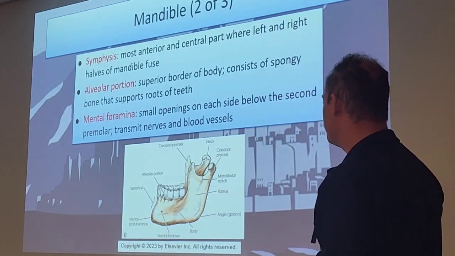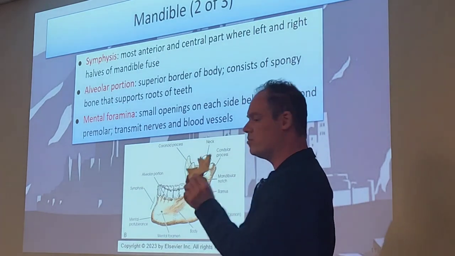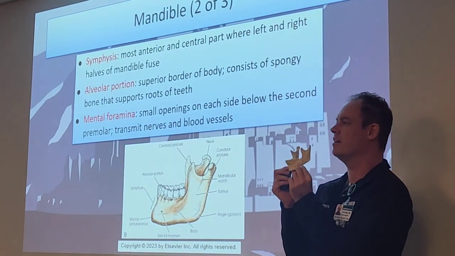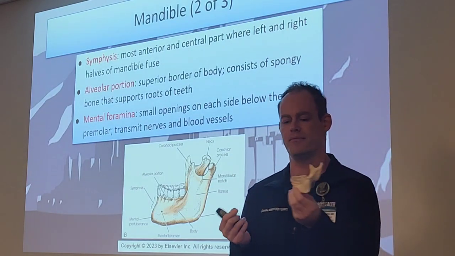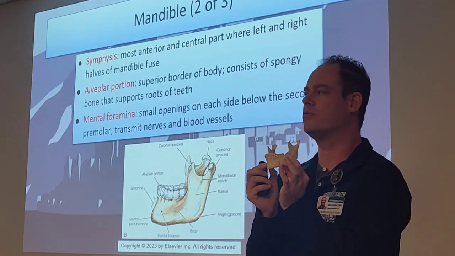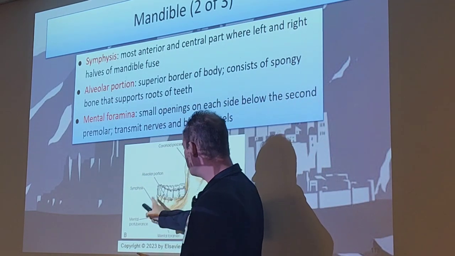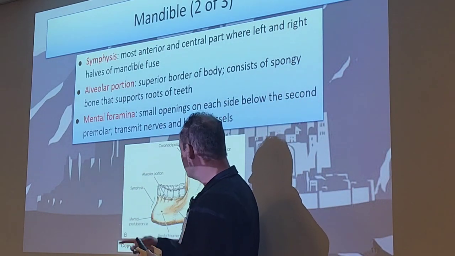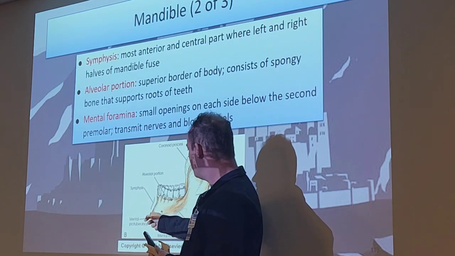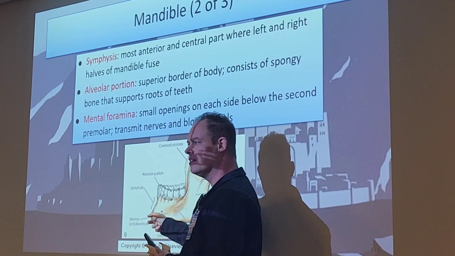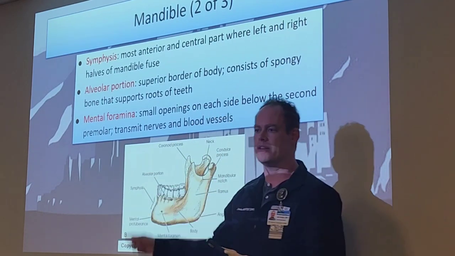There's also mental foramina. I didn't mention that one. There are two little holes on each side of the body of the mandible that we call mental foramina. That's for your nerves and blood vessels to go through. You can see in the diagram right here, and that's showing you again what I was talking about, guys. Tip of the chin's protuberance. The line going up is the symphysis. You can't always see the line, but we still label that as the mandibular symphysis.